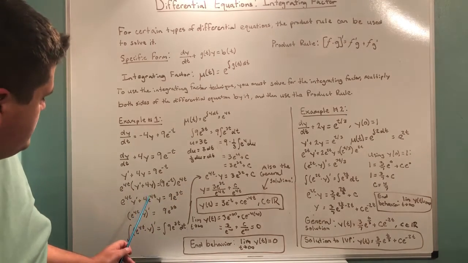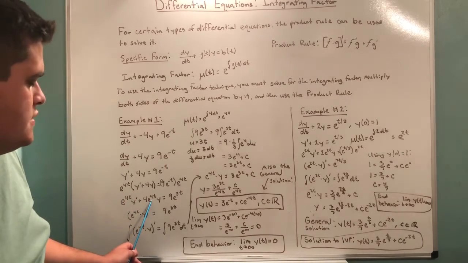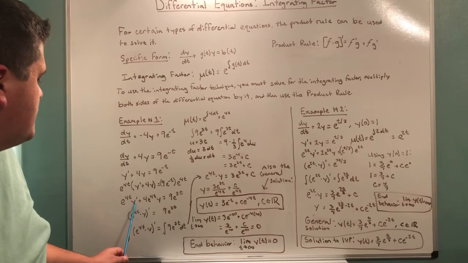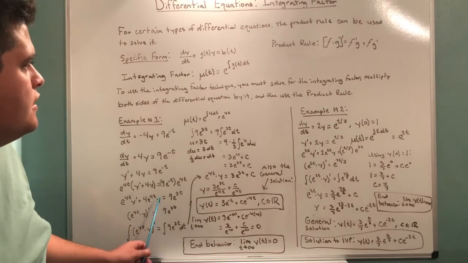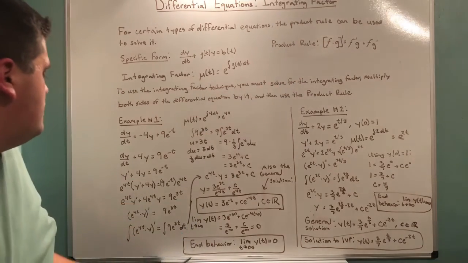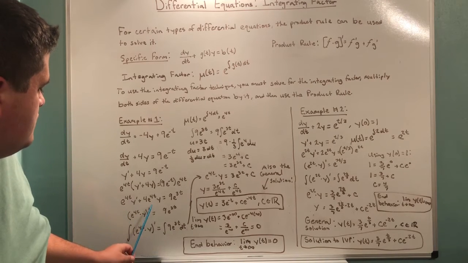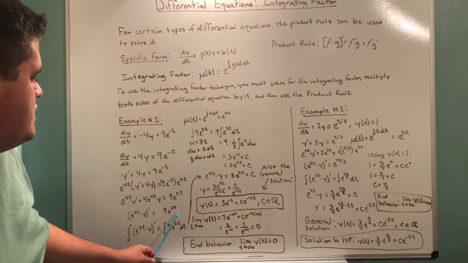Now please notice that the derivative of e to the 4t is 4e to the 4t. So we have a function multiplied by the second function's derivative plus the derivative of the first function multiplied by the second function. So we have something very similar to the product rule. Now we can use this property and take e to the 4t times y, group this in parentheses, and the first derivative is equal to 9e to the 3t.